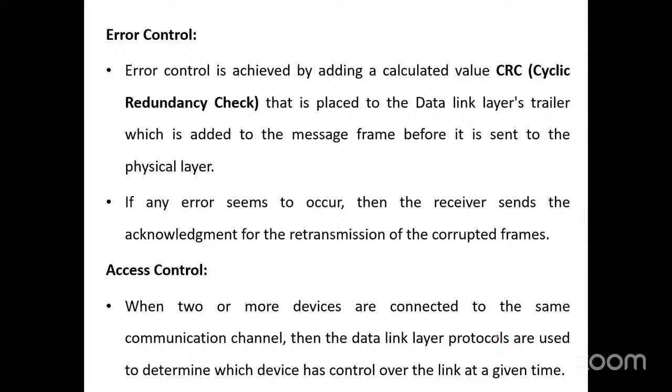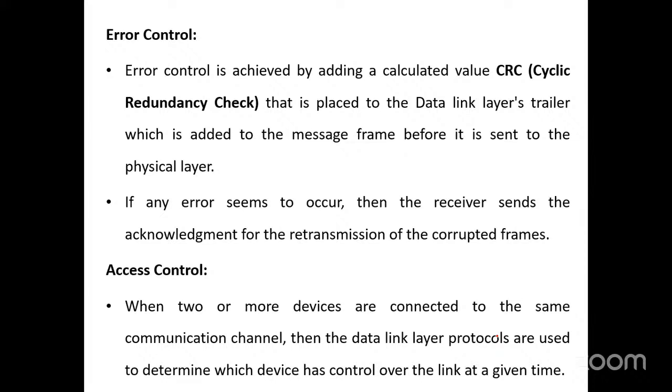Just now we covered what is a trailer and what is the image related to the frame. Right? In the frame we have header, payload, and trailer. So this CRC is placed in the data link layer's trailer, nothing but the frame. Within the frame we have the trailer, which is added to the message frame before it is sent to the physical layer. If any error occurs, then the receiver sends the acknowledgement for the retransmission of corrupted frames.